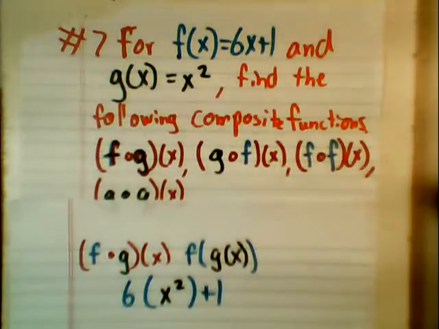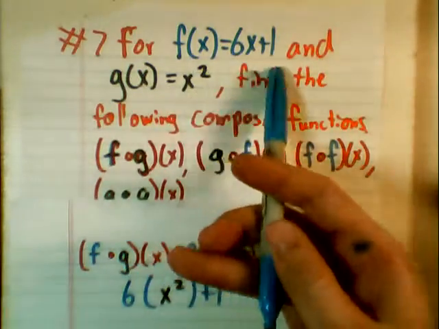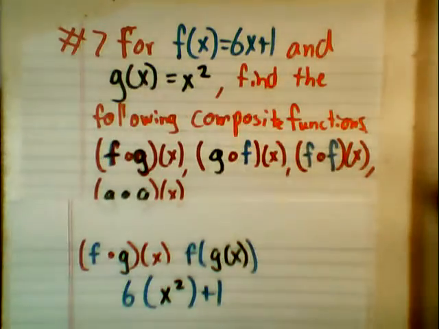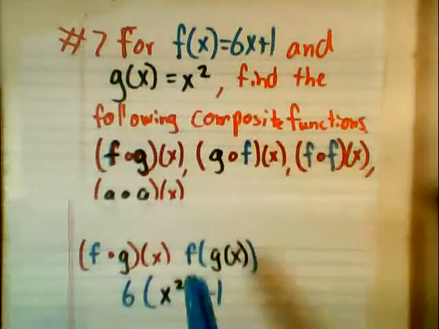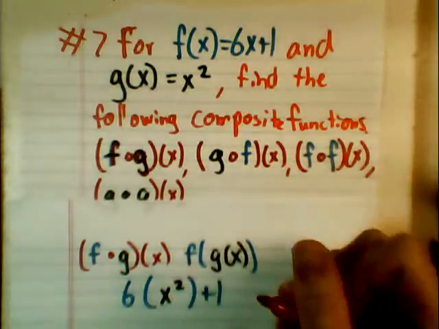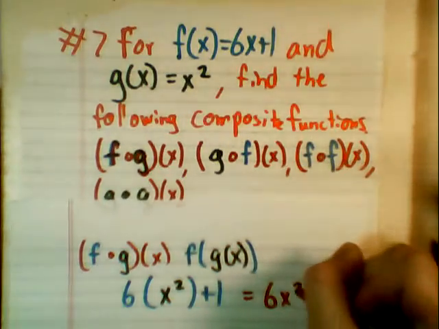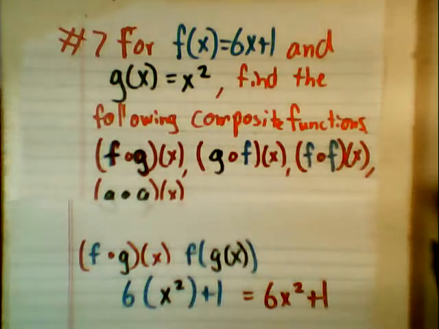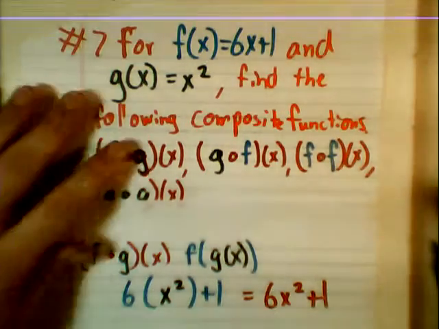Okay, so f of x was 6x plus 1, but then we plugged g of x, which was x squared, into where there was the x. So now let's put it all together, and it would be 6x squared plus 1. So that's your function, and it asks for the domain of it.